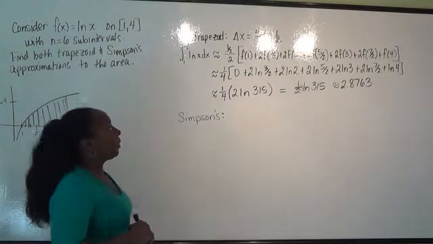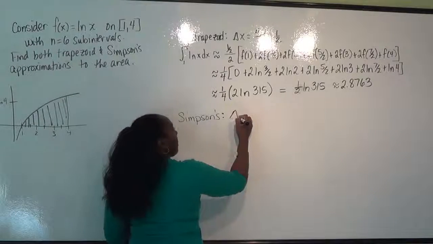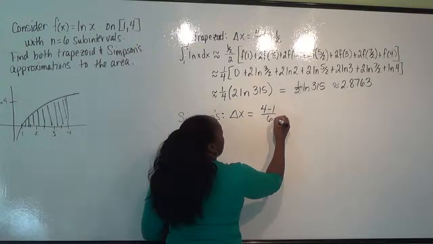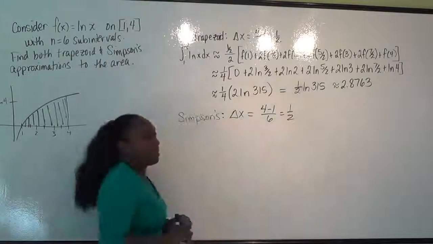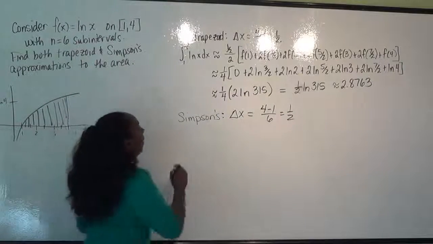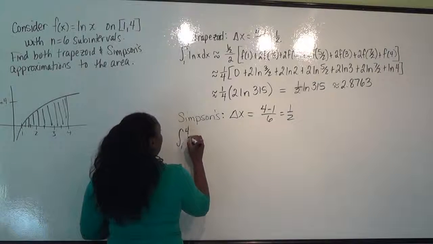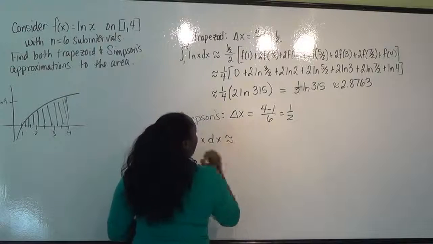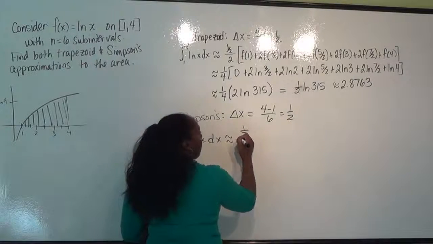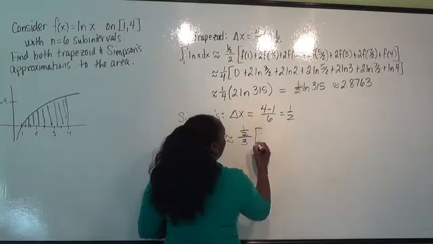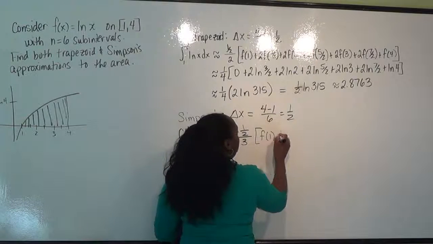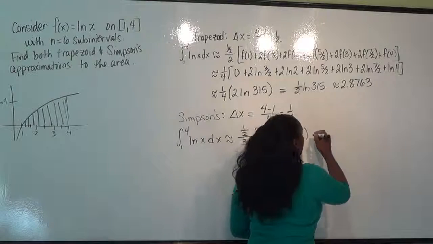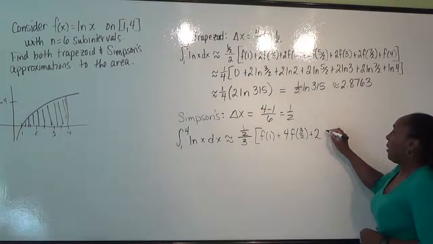Okay, Simpson's rule will start out the same way. Get your delta x. In this case, since we're using the exact same function and the same interval, our delta x doesn't change. Okay? So the integral from 1 to 4 of natural log of x dx is going to be approximately our delta x over 3. We're going to take our endpoints, but again, now when we look at these middle ones, we're going to alternate their signs.